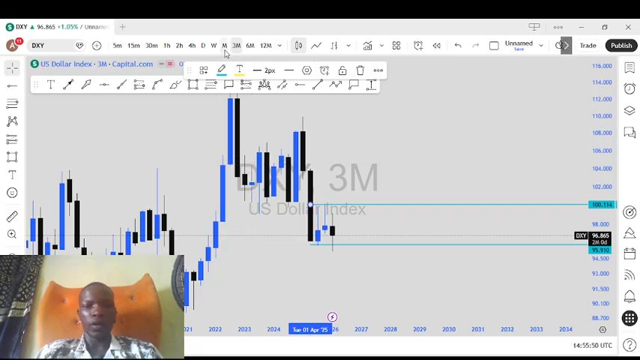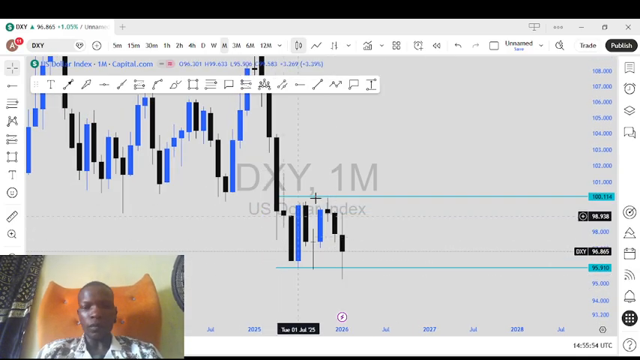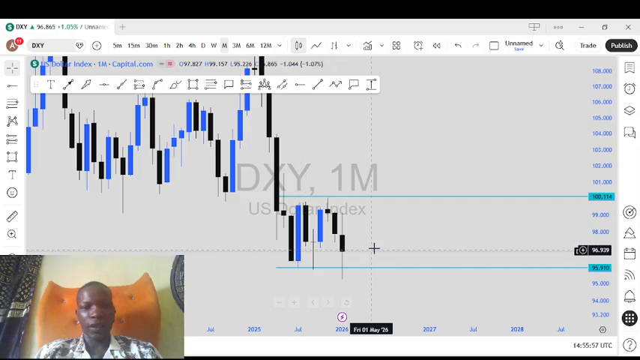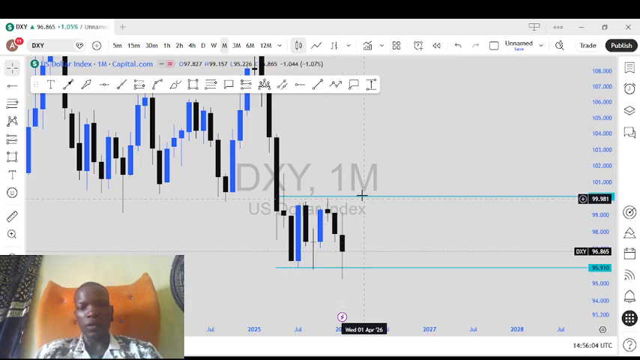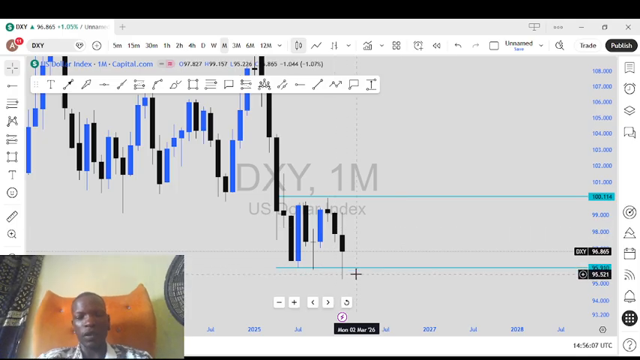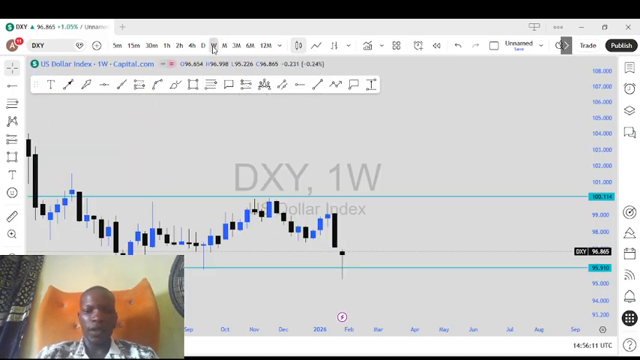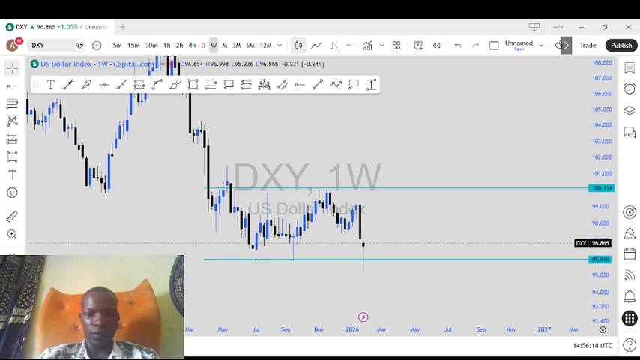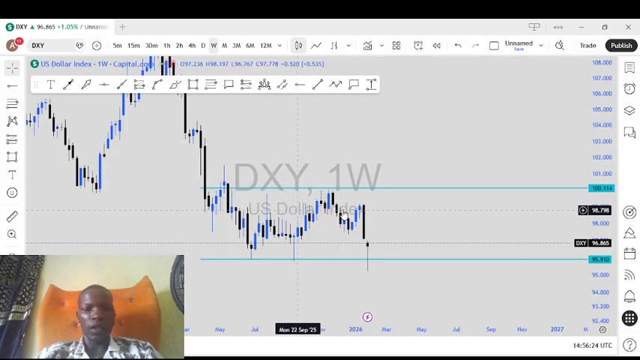Let's go to our monthly time frame. On the monthly time frame, the market swept this liquidity. Where is it going? Going for the buy side liquidity. It swept the sell side liquidity, then going for the buy side liquidity. On the weekly time frame, it is all the same. The market closed as a contraction inside, so we expect the market to push up for us to enter.